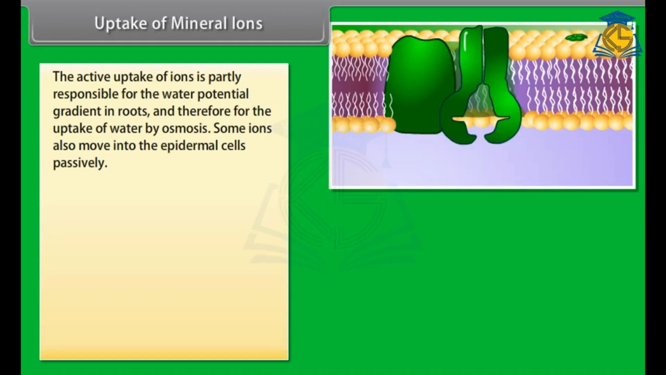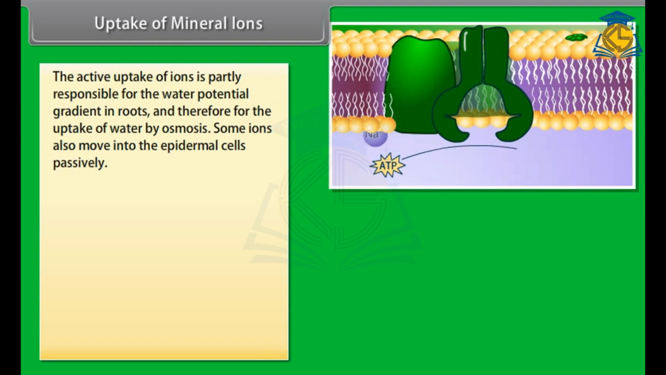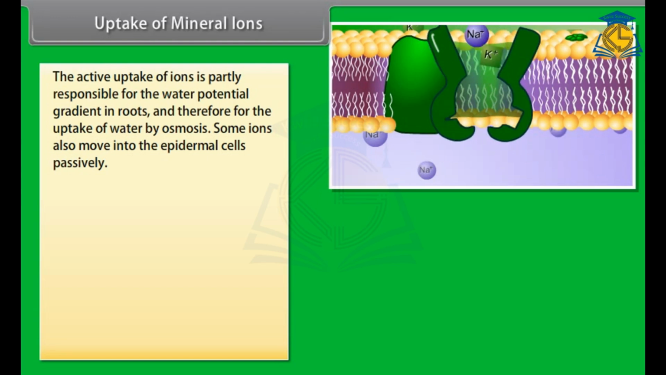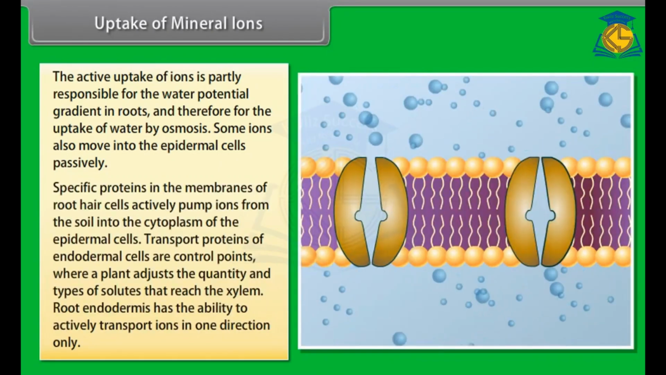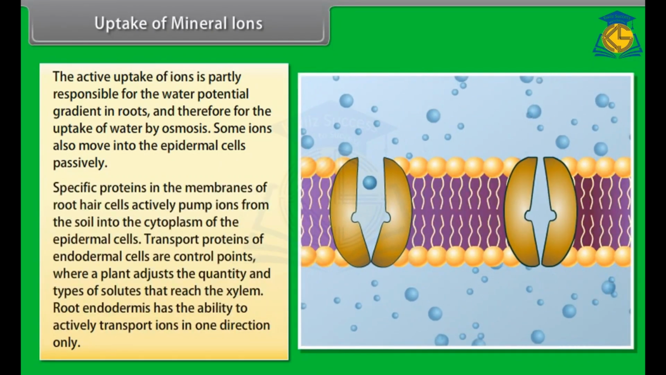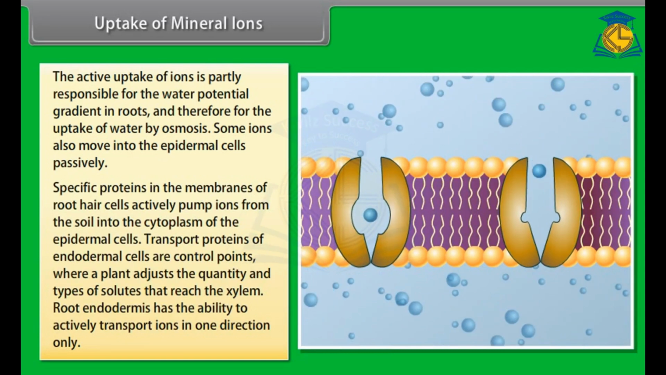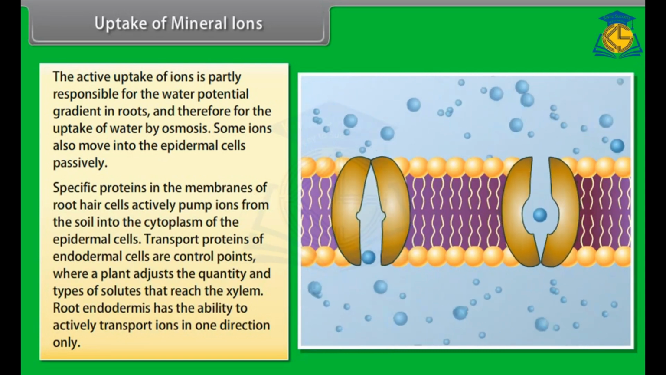The active uptake of ions is partly responsible for the water potential gradient in roots and therefore for the uptake of water by osmosis. Some ions also move into the epidermal cells passively. Do you know that ions are absorbed from the soil by both passive and active transport? Specific proteins in the membranes of root hair cells actively pump ions from the soil into the cytoplasm of the epidermal cells.